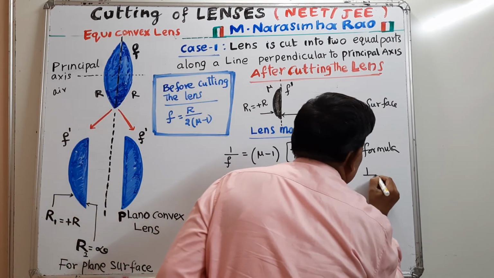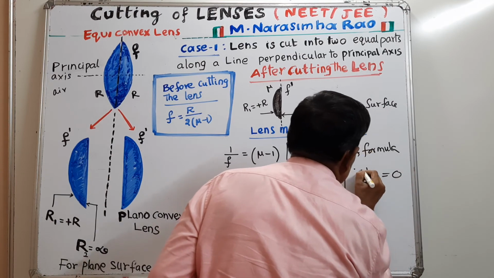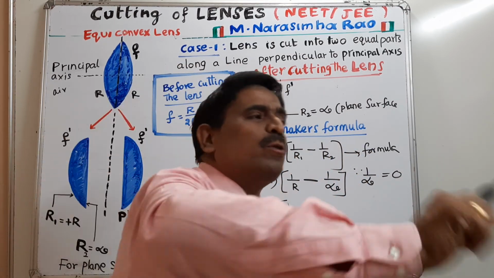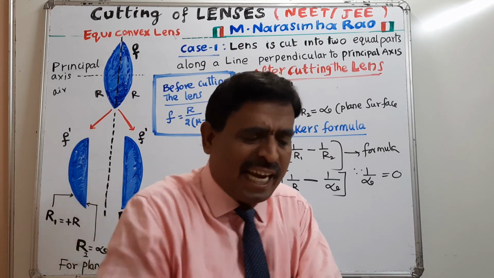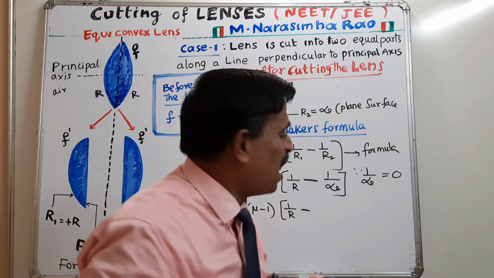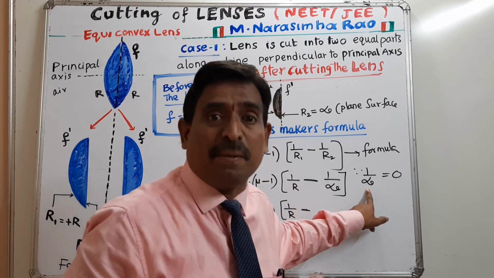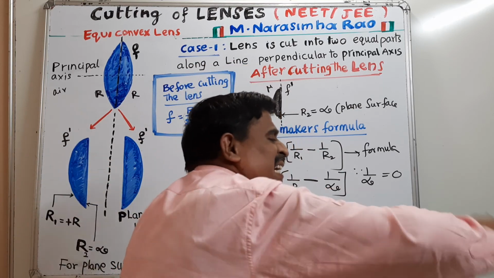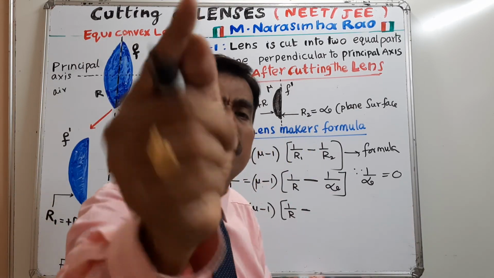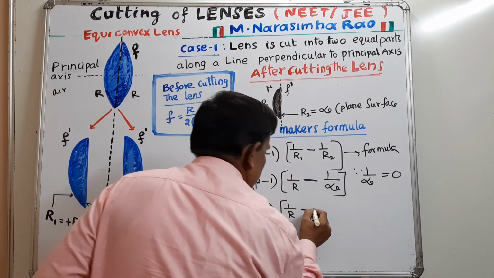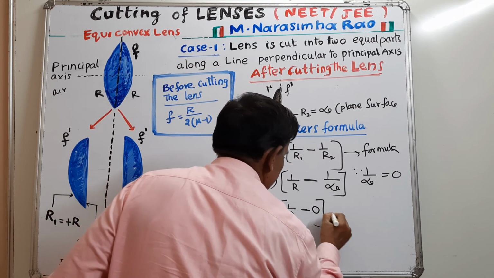1 by infinity is equal to 0. I am having 1 rupee. I have distributed it among infinity members. Each one is getting 0. Finally, each one is getting 0. So 1 by infinity means 0.